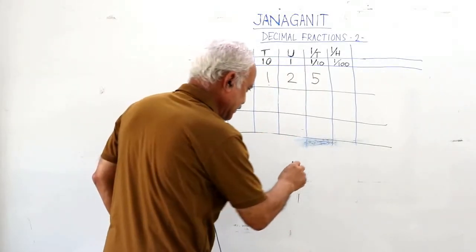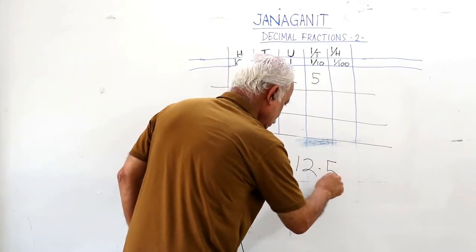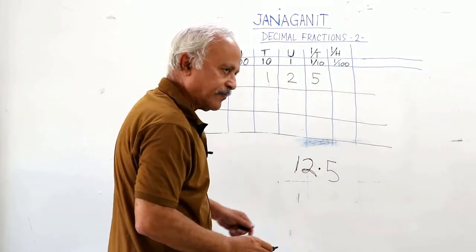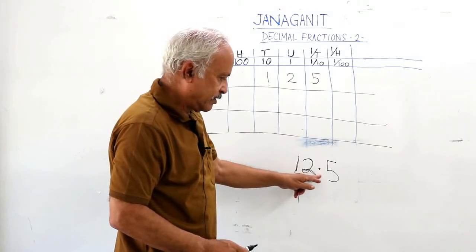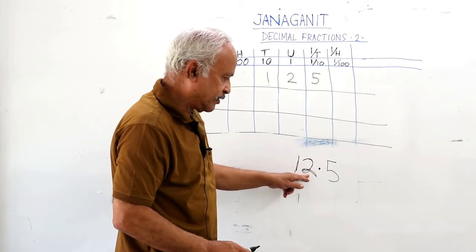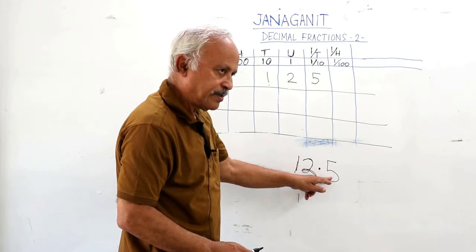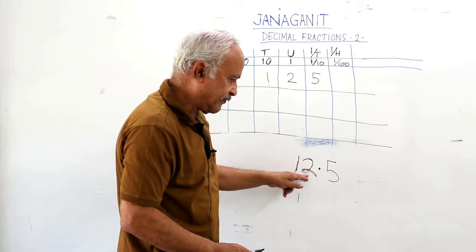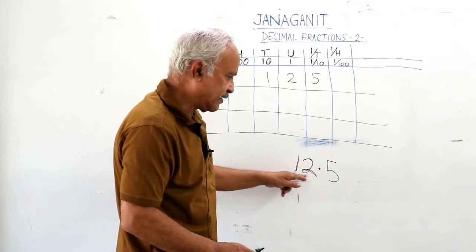I will write this as 12.5. This decimal point means that the number to the left is the house of ones and the number to the right is the house of 1 by 10s. Decimal point means that the left house is ones and the right house is 1 by 10. So I will write this as 12.5.